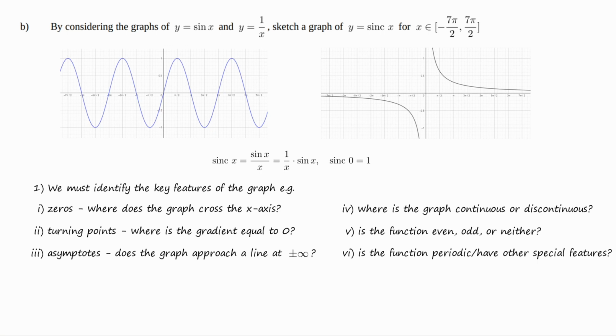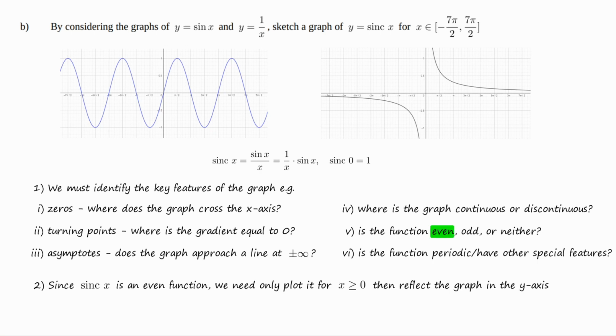Now, we have already noted that the function is even, and that's important because we need only plot it for x greater than or equal to 0, and then reflect the graph in the y-axis to generate the negative portion. And so that will save us a lot of effort.